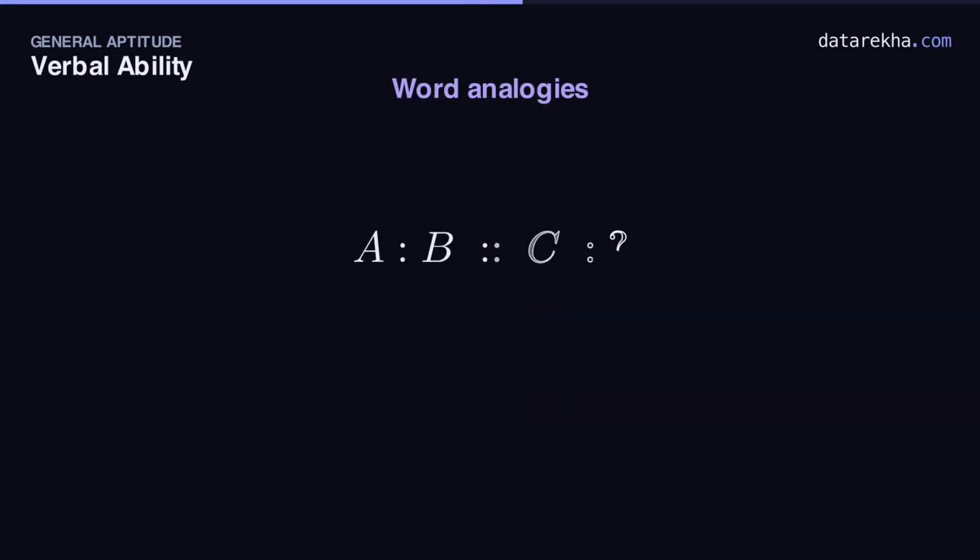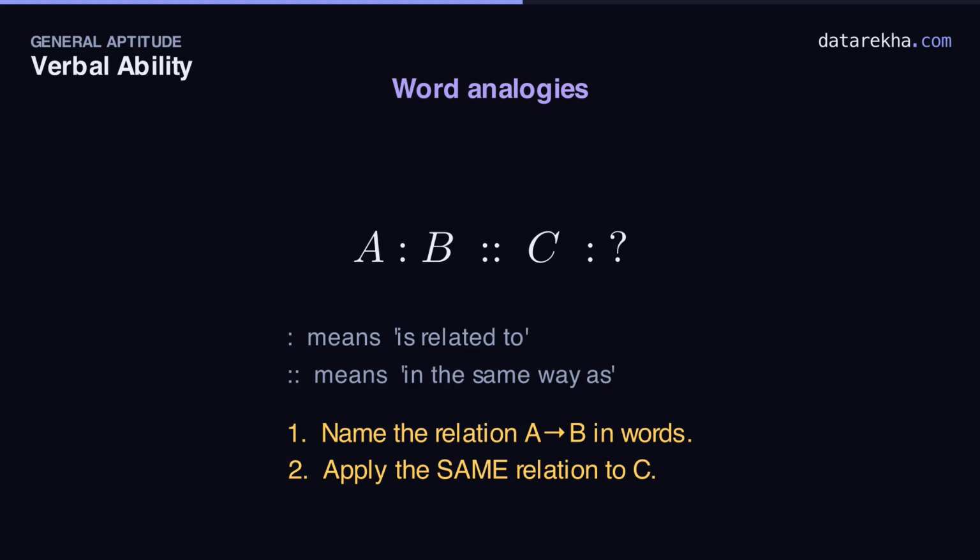Shape 3. The word analogy. It looks like this. A is to B as C is to what? The single colon reads is related to. The double colon reads in the same way as, and the method never changes. Name the relation between A and B in plain words. Then apply that very same relation to C. The trap is always a word that relates the wrong way. So pin the relation down first.